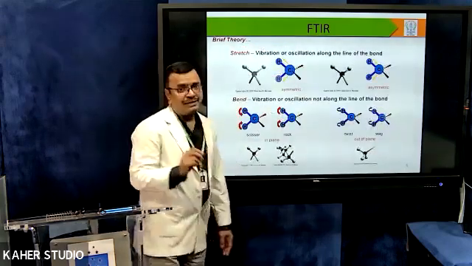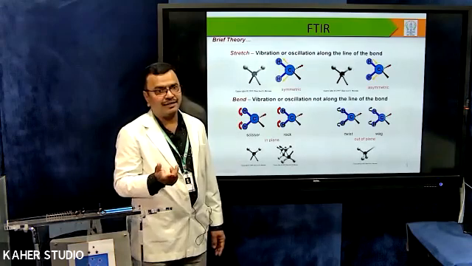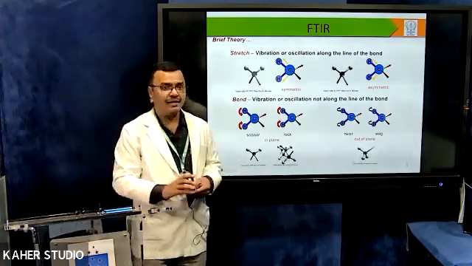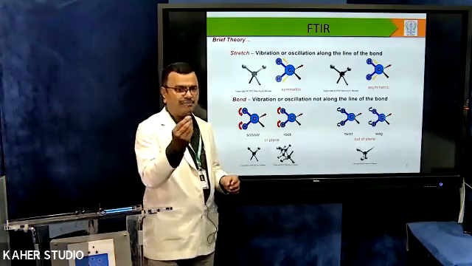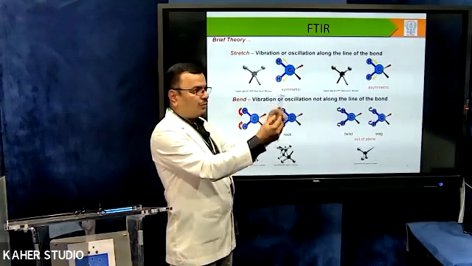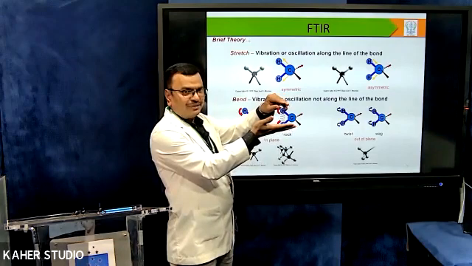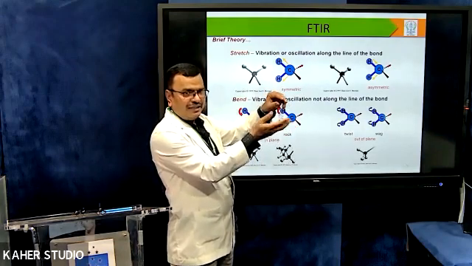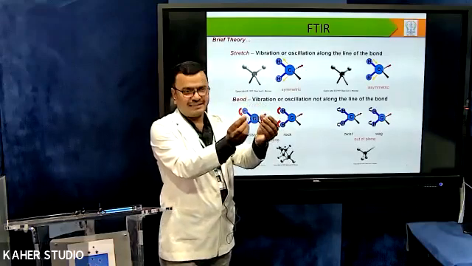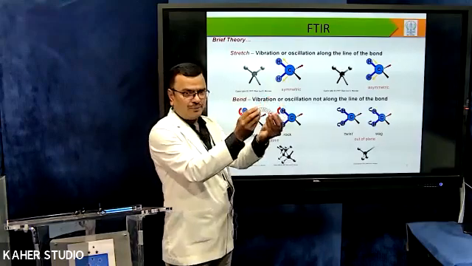Then there are two important vibration types we are going to understand in FTIR spectroscopy: stretching and bending. To understand stretching and bending, we can take a simple spring. How does this spring act? One is the stretch; stretch means we require a lot of energy. The second one is the bend; bend requires less energy. That is how to understand stretch and bend.